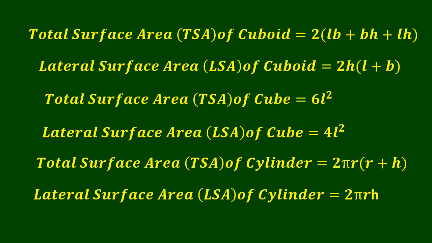Total surface area of cylinder, 2 pi r into (r plus h), whereas lateral surface area or curved surface area of cylinder is 2 pi r h. Now let us move on to the exercise.